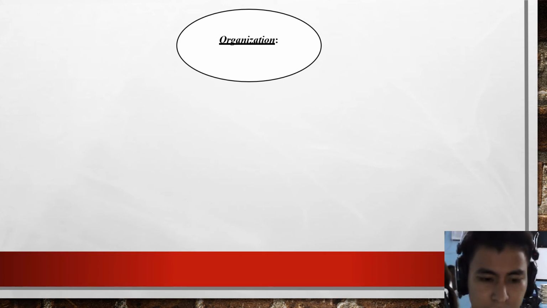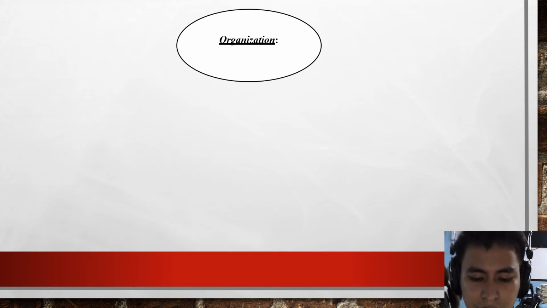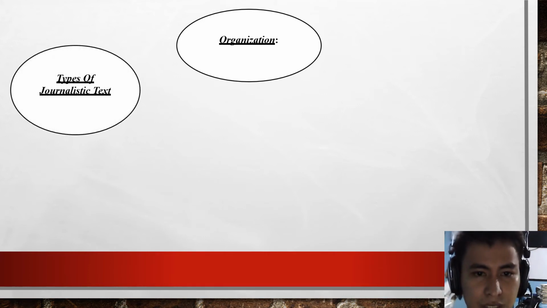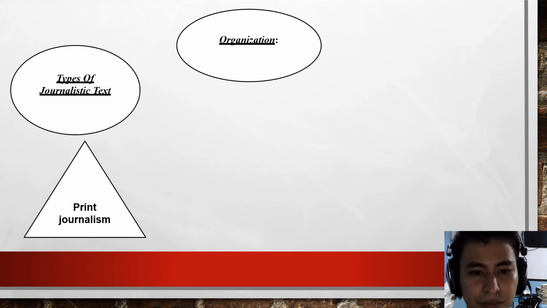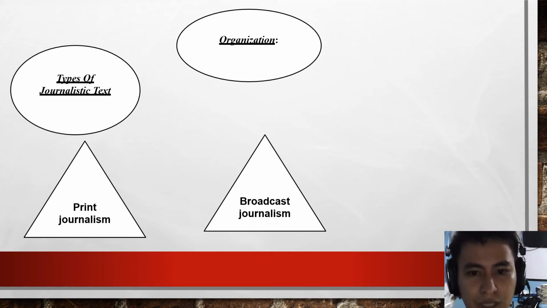Organization. Organization means the essential and most interesting elements of a story are put at the beginning, with supporting information following in order of diminishing importance. So, types of journalistic text. First, we have print journalism. Print journalism is a type of journalism that focuses on print media, such as newspapers and magazines.